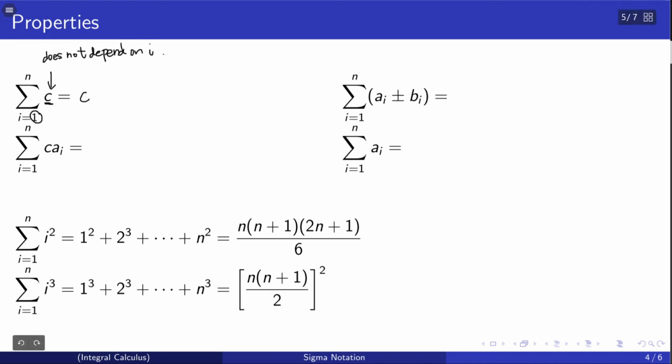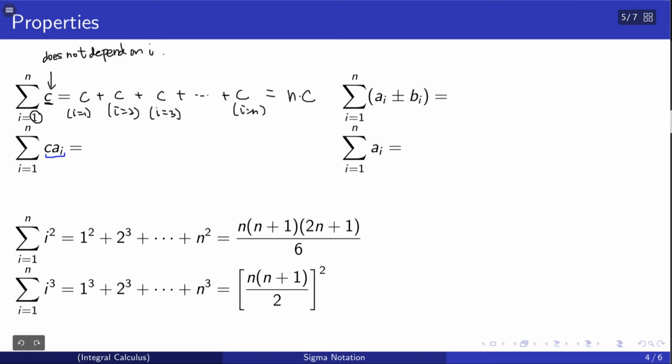And so when I equals 1, it looks like this, it's C. When I equals 2, well, it's still C. When I equals 3, it's still C, and so on. And for I equals n, it's still C. And so we know exactly what this adds up to. You're adding n copies of C together, which means this is just n times C. Right? And so this will be a useful property. If the term inside does not depend on I, you're just adding up n copies of the same thing.